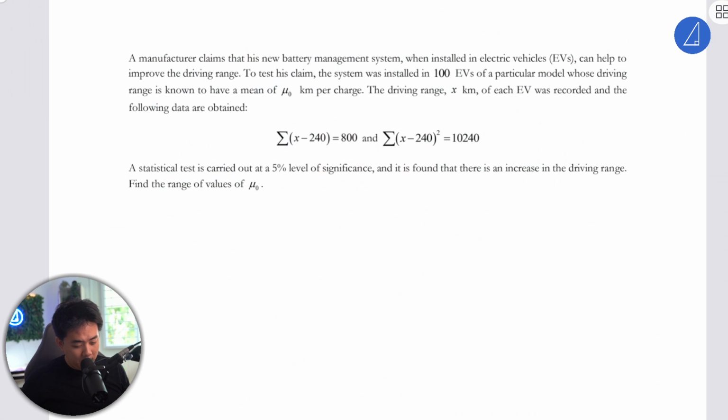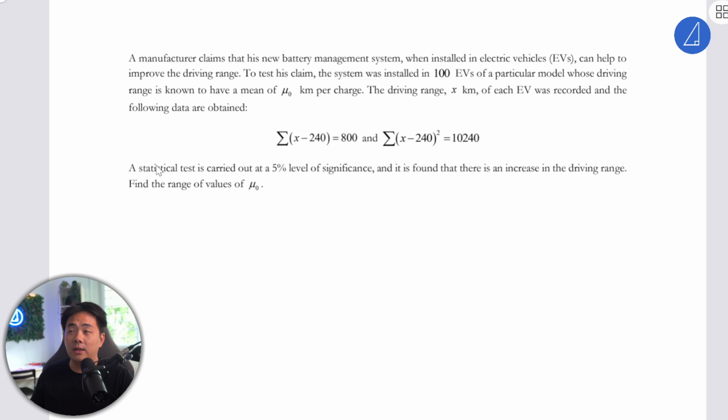Alright, so let's look at this question here, which is on hypothesis testing. A manufacturer claims that his new battery management system, when installed in electric vehicles (EVs), can help to improve the driving range. To test the claim, the system was installed in 100 EVs of a particular model. Now, take note, if we say improving, meaning this cannot be two-tailed, right? It has to improve. So, essentially, the driving range is known to be mu naught km per charge, right?